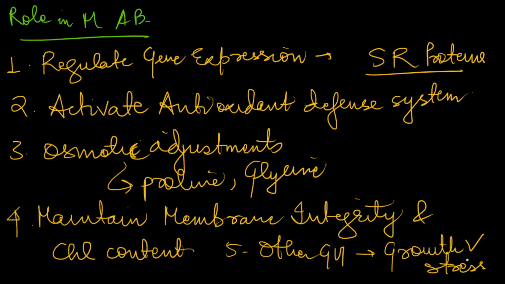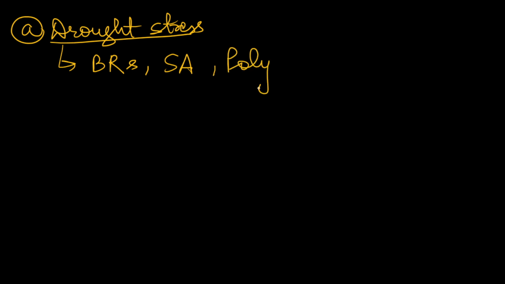Now, as the question is highly specific to abiotic stresses, I will give you some examples of how they help in abiotic stress. First of all, we have drought stress. In drought stress, brassinosteroids, that is BRs, salicylic acid, and polyamines very much help the plant.